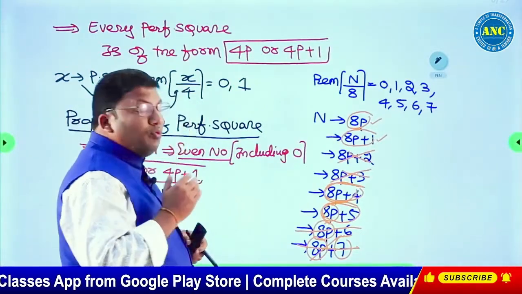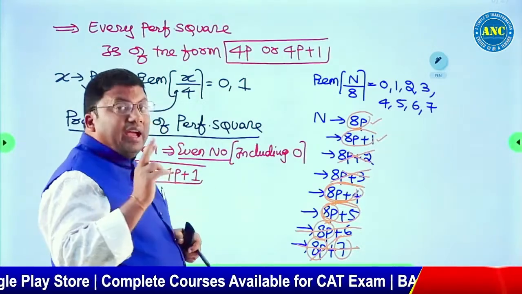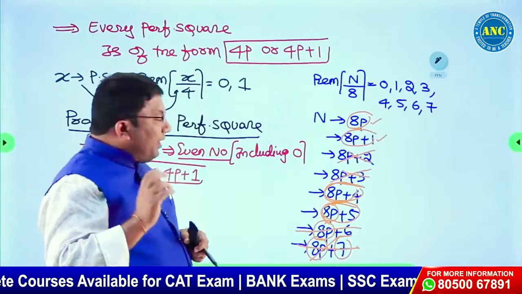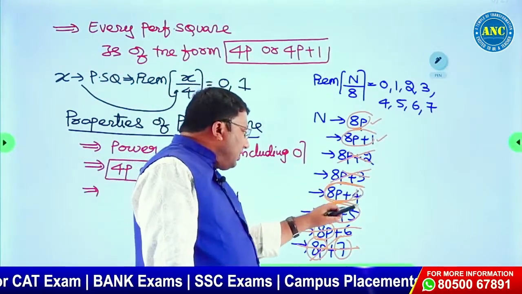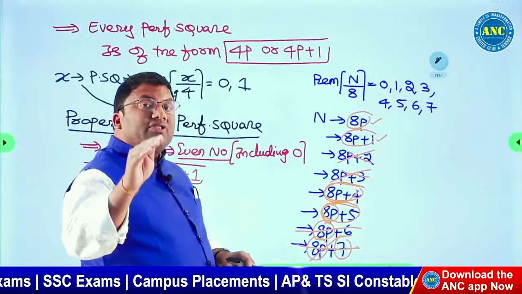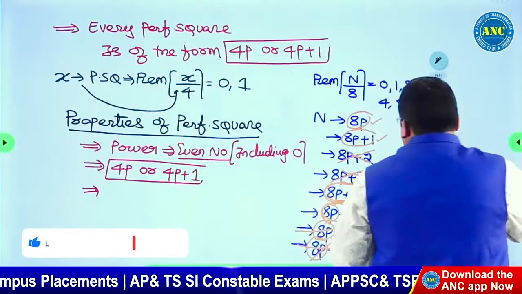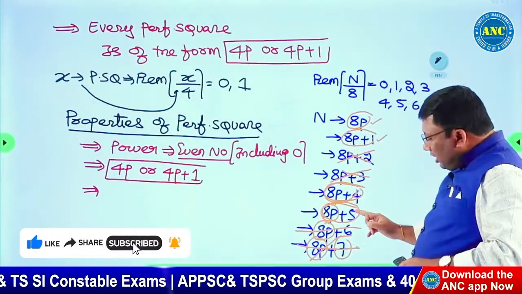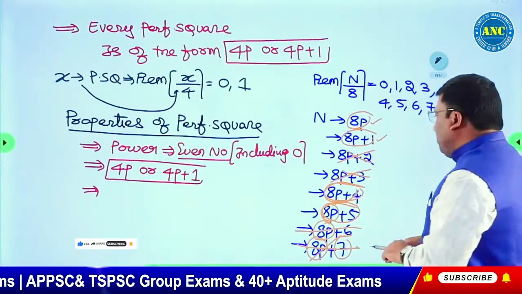8p plus 2, why is it out? When divided by 4, it gives a remainder 2, and I need a remainder 1. 8p plus 3, divided by 4, gives remainder 3. Anything which gives a remainder other than 0 and 1, I eliminated the case. I eliminated 8p plus 2, 8p plus 3, and the others. The cases remaining are 8p, 8p plus 4, 8p plus 5 and 8p plus 1.